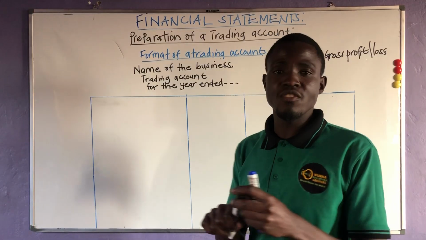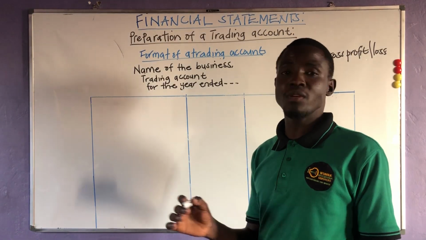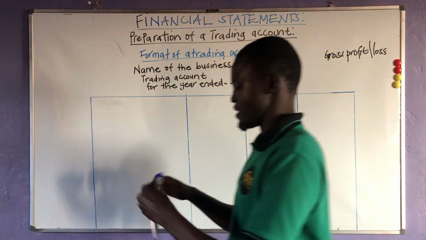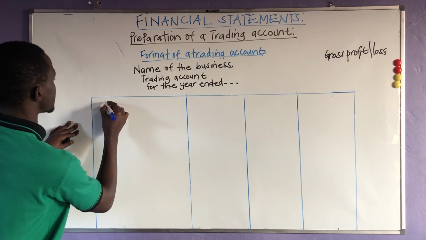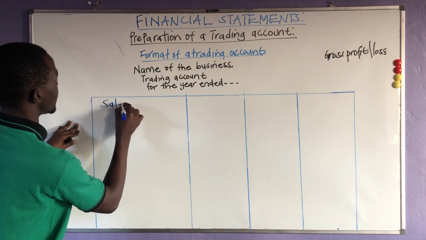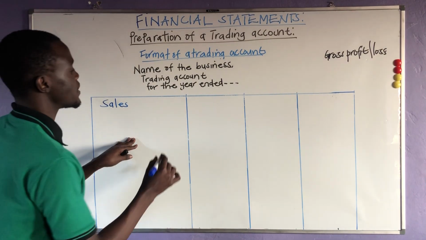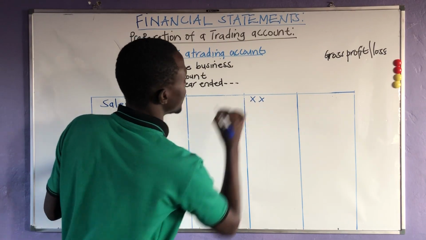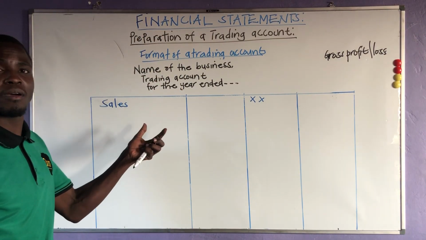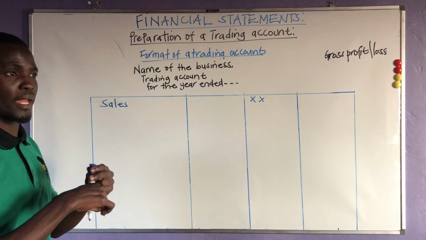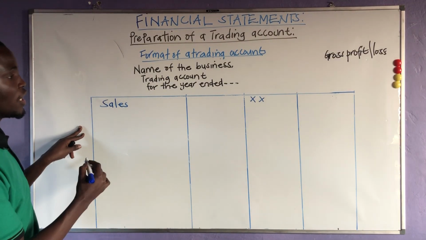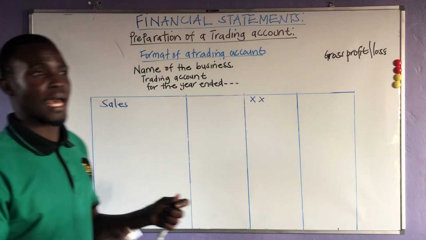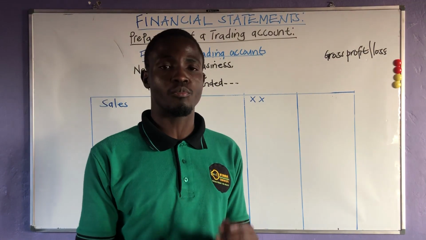The first entry we always post in a trading account is the sales. So we write sales here, and we post sales in the second column. I'm just showing you the format, and then I'll give you an example in the next episode. Sales are the goods customers have bought from your business.